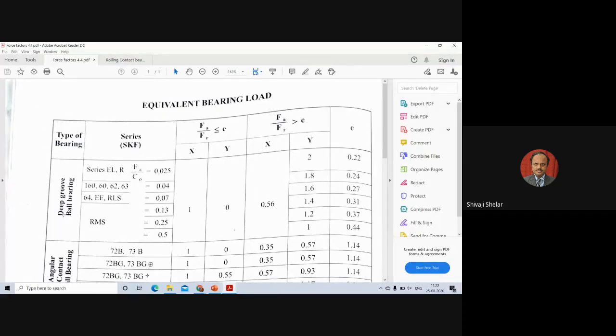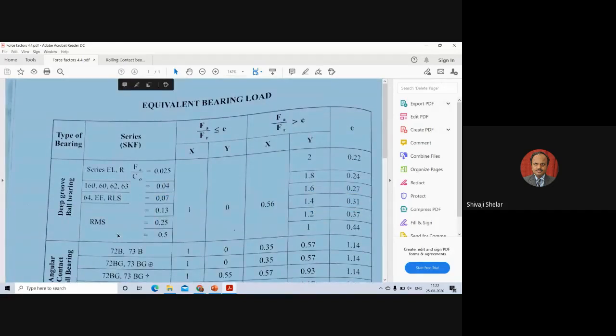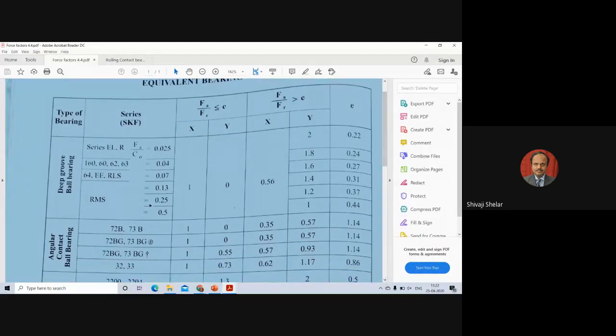Now our application is a deep groove ball bearing, so the type of bearing is deep groove ball bearing. Our FA by C naught value is around 0.062. If you see the table values here, you will not have all the table values listed. We have standard table values listed here, and for your calculation you have to look for the closest one. If your value is not close, then you have to do the interpolation, if required.